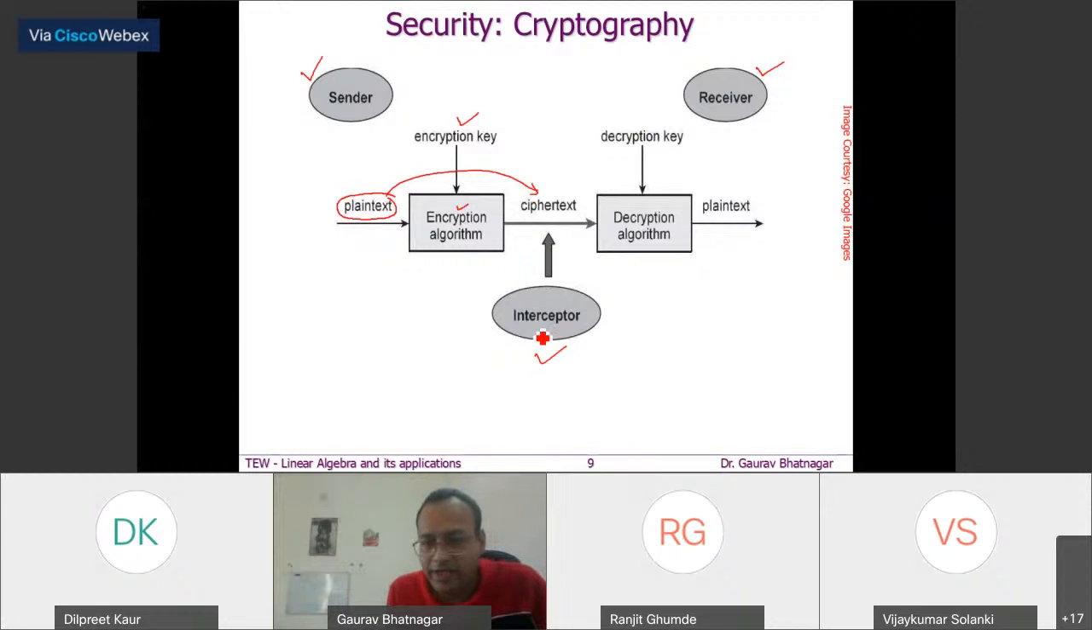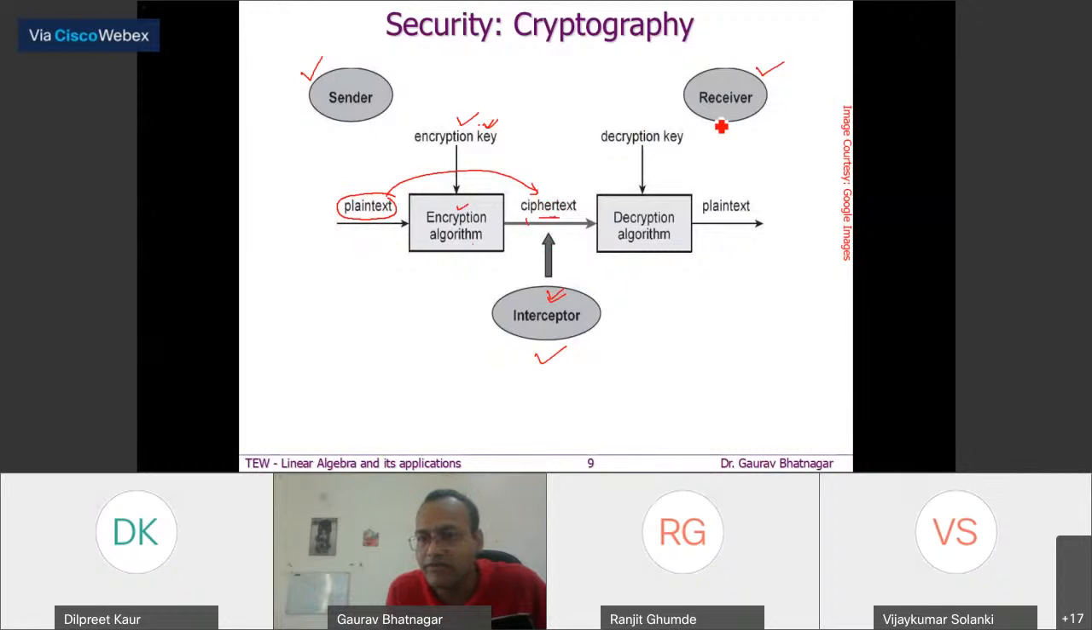Now the interceptor is going to have access to the ciphertext. So this particular intruder or interceptor tries to decode this text to get the plain text. That is why the key and the algorithm are going to play a vital role in the security, so that no one can decode the data without knowledge of the encryption key.